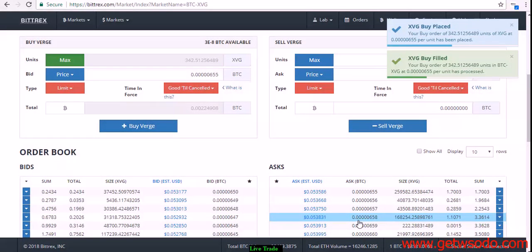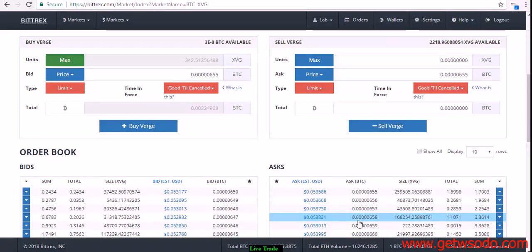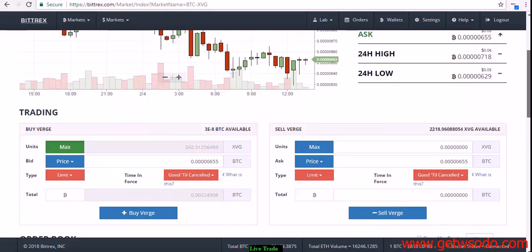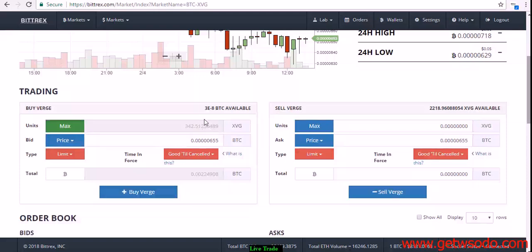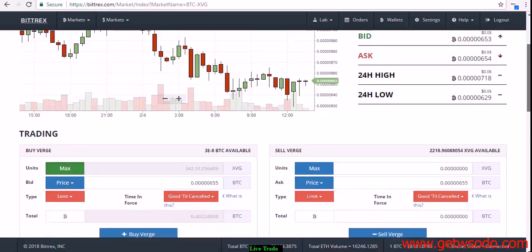Then I'll click buy, and then I'll click confirm, and it'll buy it, right? All right, so XVG's filled. Now I own 342 of these coins at 655 Satoshi. Okay, great. Now I'm going to take that 342.512. Okay, so what I'll do is I want to sell this now. I just want to turn around and make a quick sale. Now obviously this coin's not going to go up for me to make a profitable sale in the next 2 minutes while I make this video.